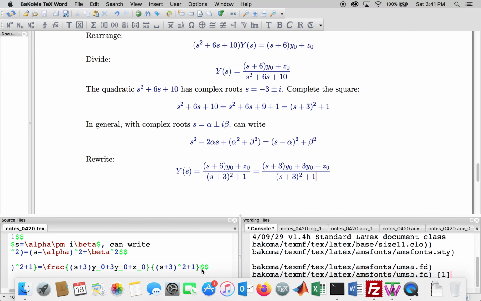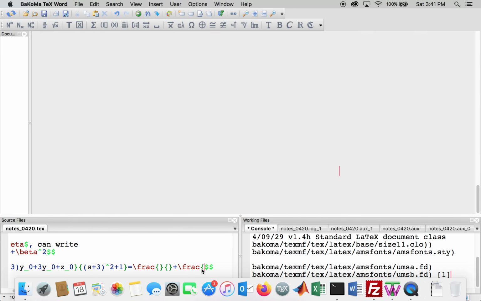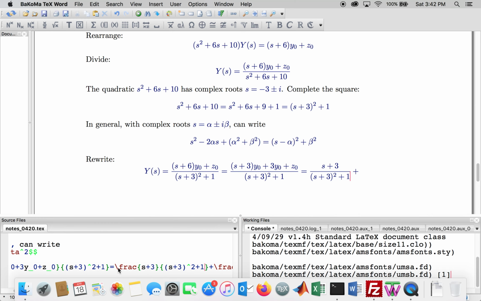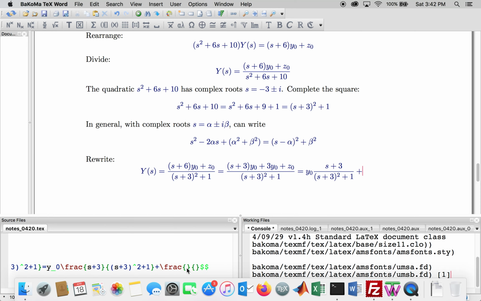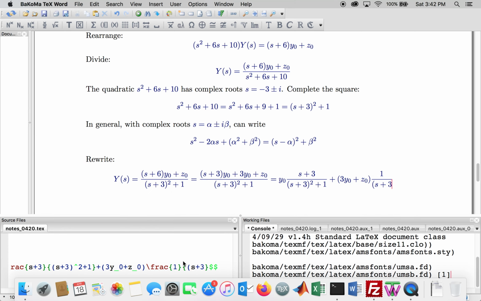And that's so I can work with separate fractions here. So for the first fraction, I have s plus 3 up top, and I have s plus 3 squared plus 1 down below. And then y naught is a constant factor I'm going to put off to the side. And then for the other fraction, I'm going to have 3 y naught plus z naught times 1 over s plus 3 squared plus 1.